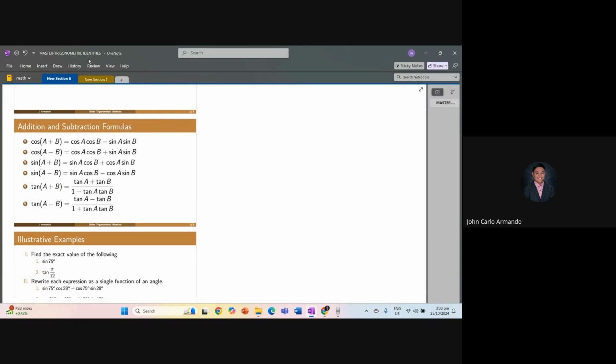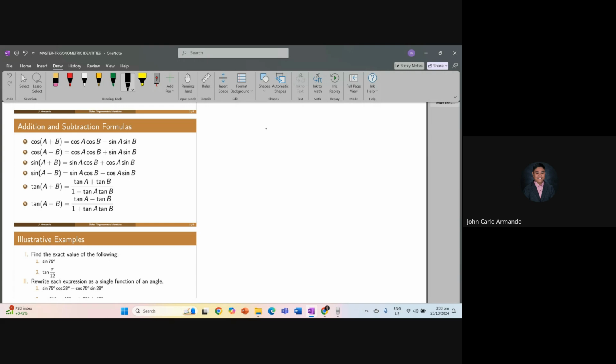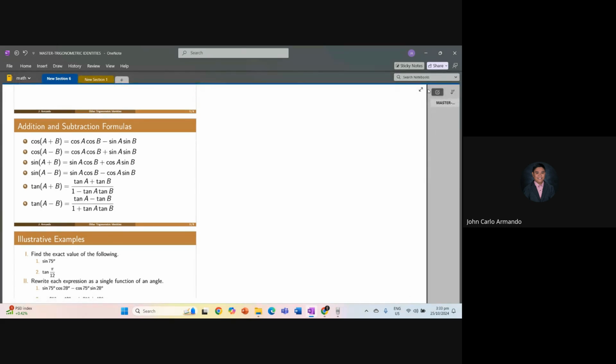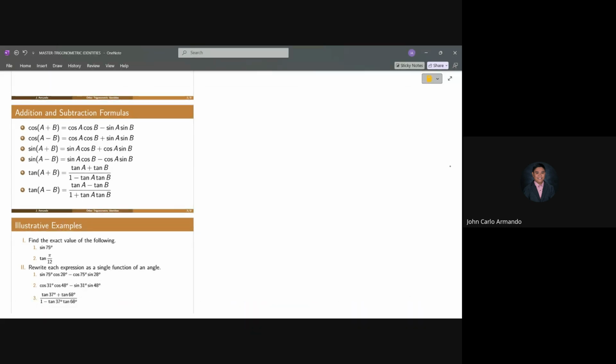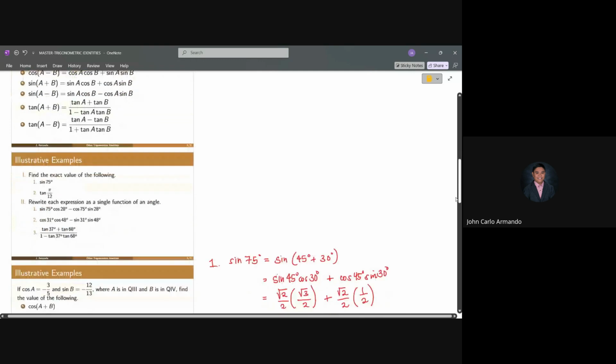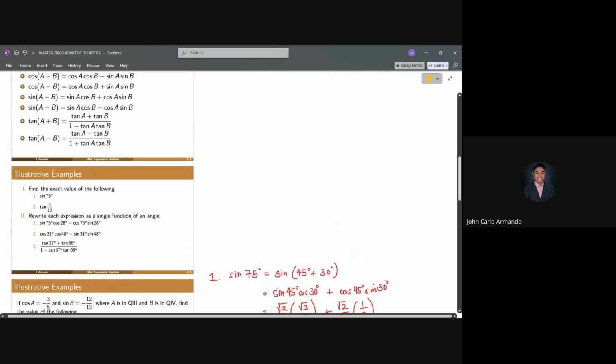How about this one? How are we going to answer this problem? Rewrite each expression as a single function of an angle. The given here is sine 75 cosine 28 minus cosine 75 sine 28.